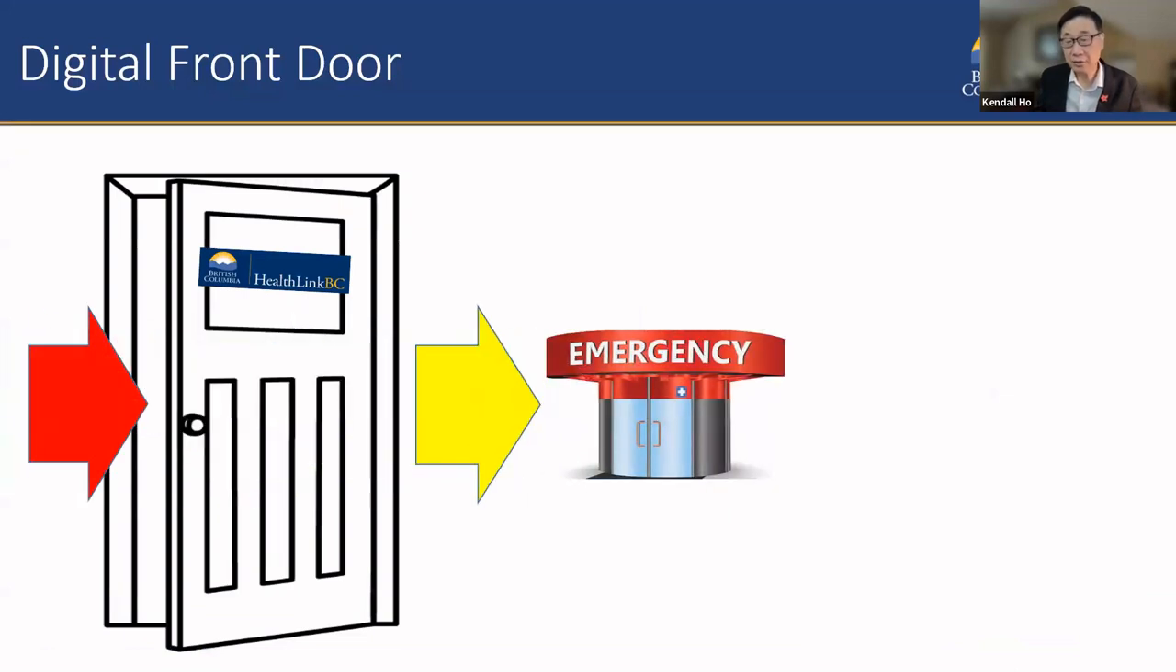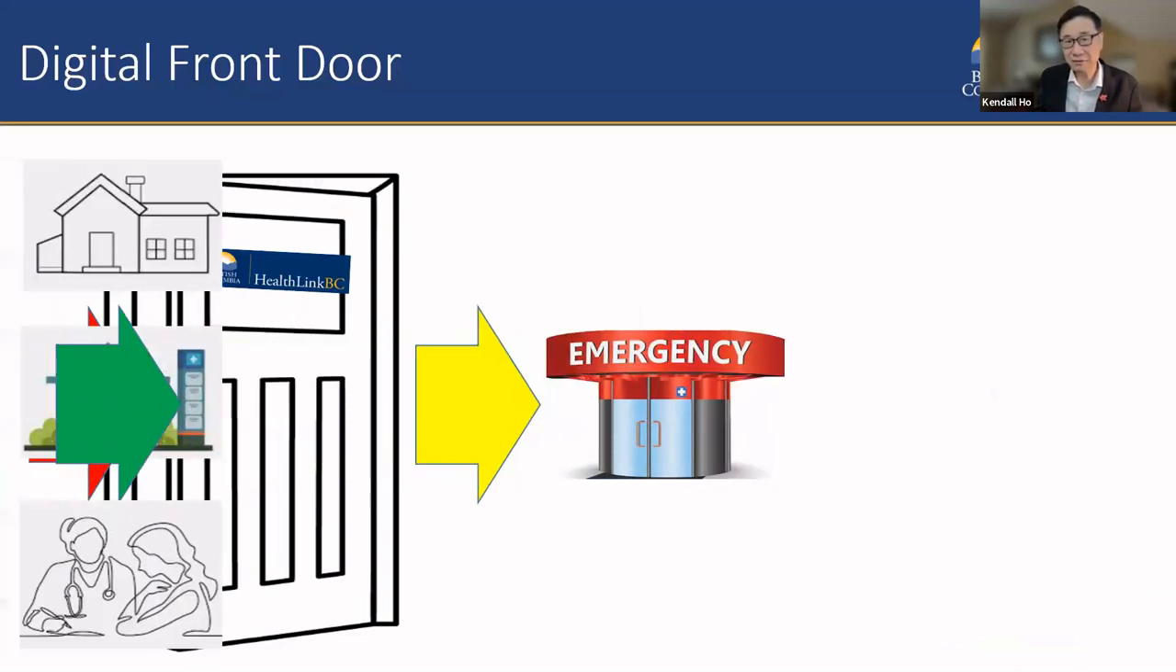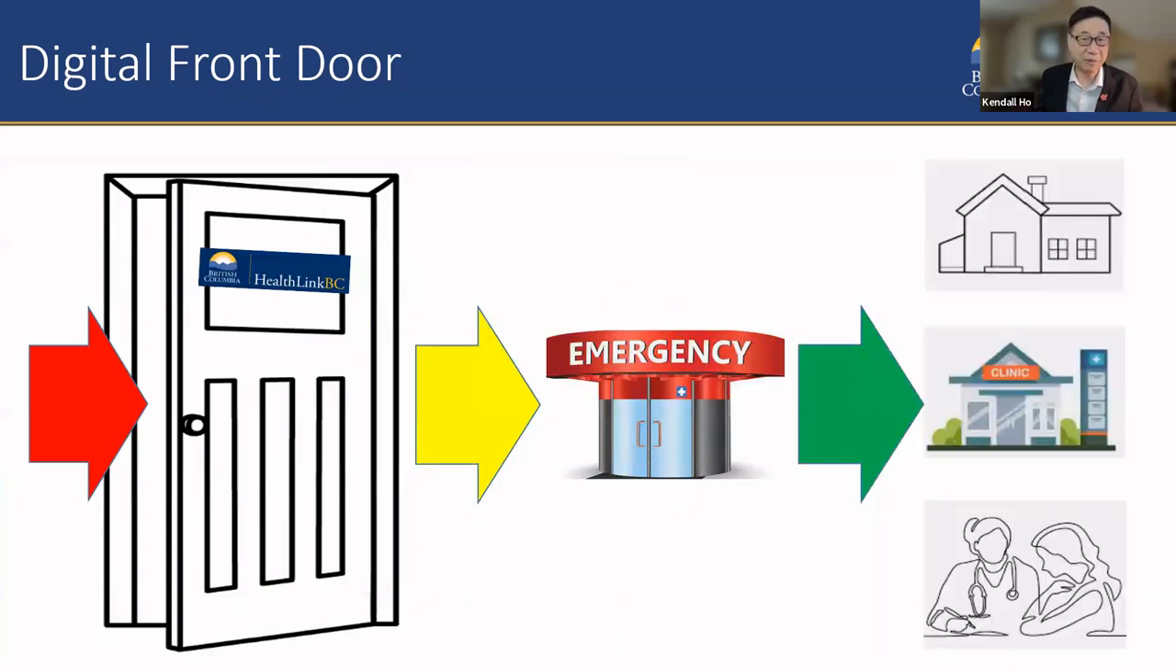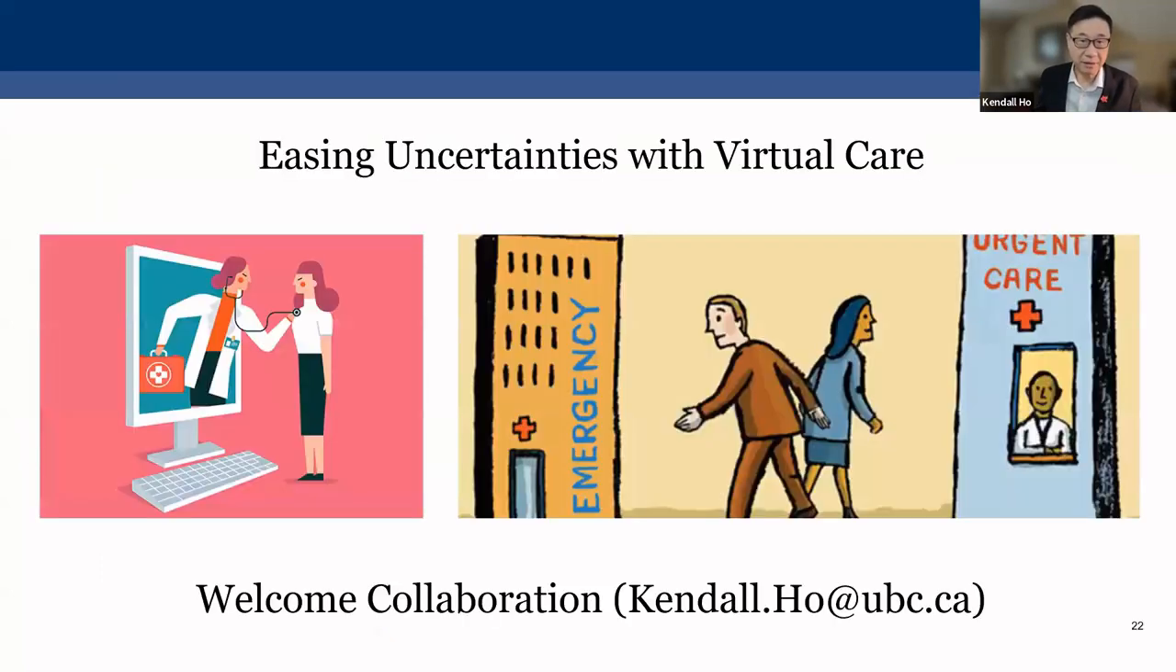And so this digital front door is to decide, do you really need to go to emergency or maybe not? Maybe you can go home, maybe you can stay home, maybe you need to go to the clinic. We can give patients a choice to make a good decision at the time of urgent, unexpected health problems. And so what we hope to do is that virtual care would ease the uncertainties of the patient, not only on a clinical, but also on an emotional level, and then support them to go to the right place at the right time. Thank you very much.